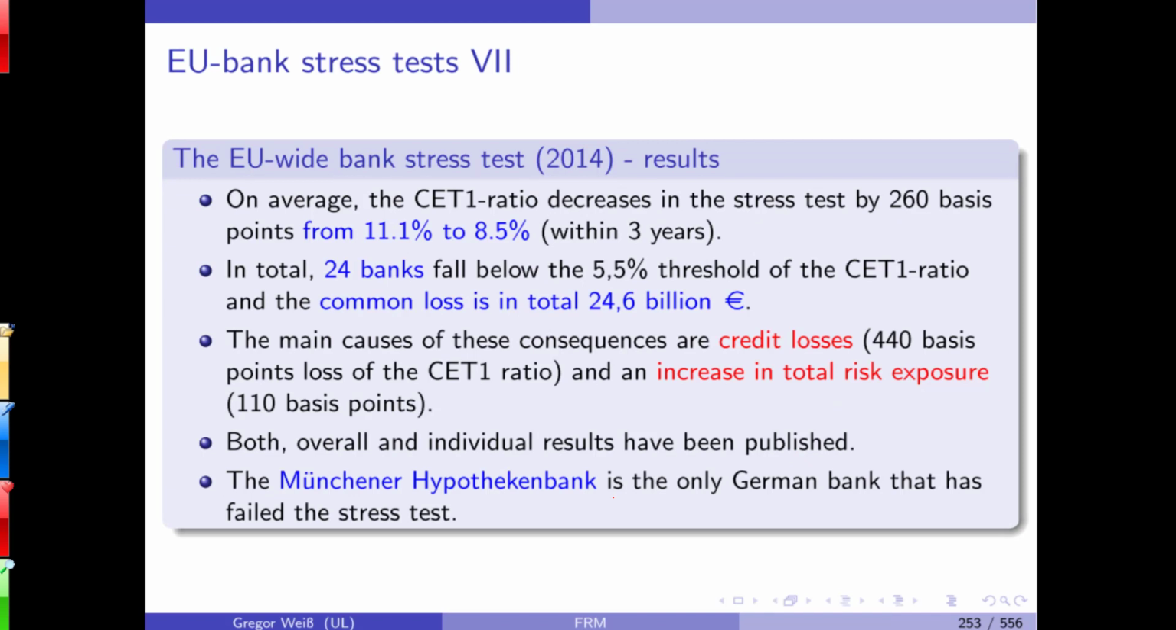On average, in 2014, the stress test led to a decrease in the average CET1 ratio from 11.1% to 8.5% within 3 years. 24 banks failed the test, and the capital shortfall totaled 25 billion euros, meaning that you would need to inject around 25 billion euros in capital into those banks that were close to failing and going bankrupt under the adverse scenario. The main causes of these consequences are credit losses and an increase in total risk exposure. The only German bank that failed was Münchner Hypothekenbank, not a very famous one.